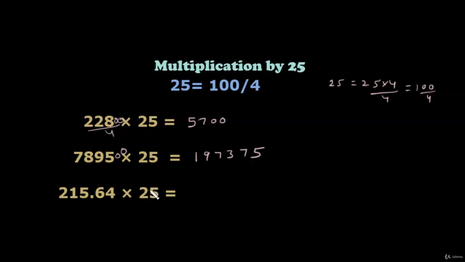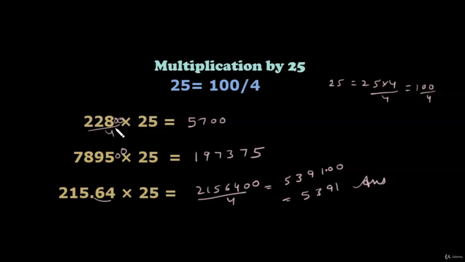Now this is a decimal number. So we will first write the answer without decimal. We will place 2 zeros after the number and then divide by 4. This will give us 539100. And now we will place the decimal after leaving 2 places from the right. So this is the answer. So now the technique has become very fast. We just place 2 zeros and divide mentally by 4 instead of multiplying by 25.